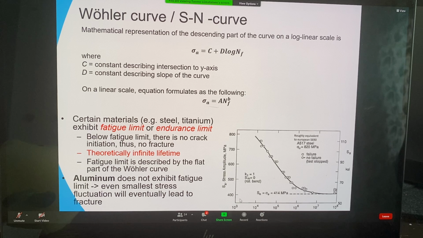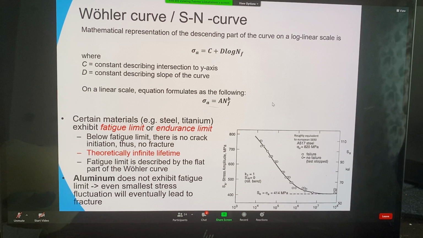Because if we now design the component in a way that the variation of the stress will stay below this fatigue limit, there is no crack initiation, there's no fracture ever, theoretically. So theoretically it will provide infinite lifetime for the component. So this flat part of the Wöhler curve is the fatigue limit for the material.